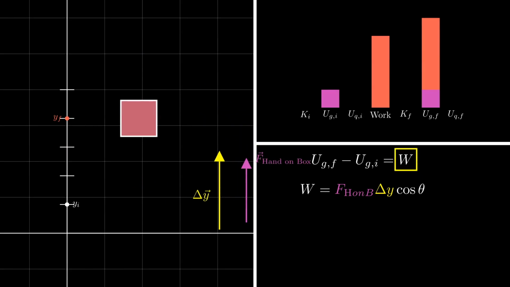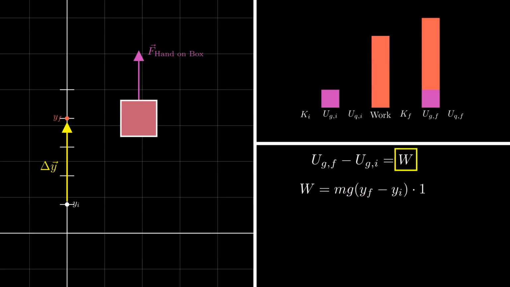Since these two vectors point in the same direction, the angle between them is 0, cosine of 0 is 1, leaving us with this equation. If we compare the right side and the left side of the equation, we can conclude that since both sides include some final value minus some initial value, the equation for our gravitational potential energy must be mgy.